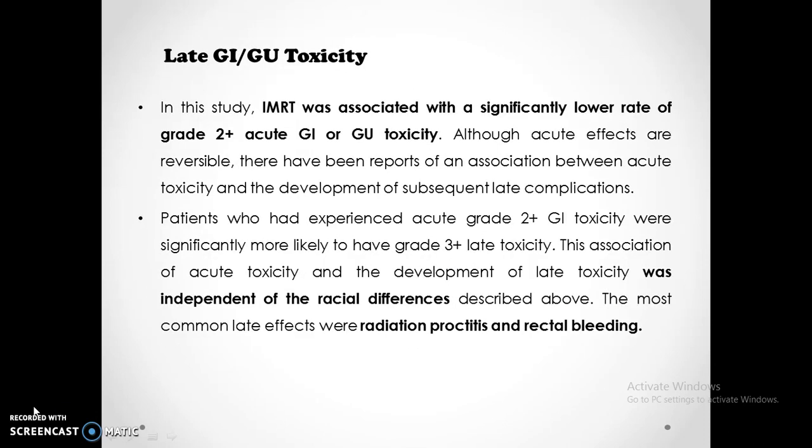For late GI or GU toxicity, IMRT was associated with a significantly lower rate of grade 2 plus late GI or GU toxicity. Although acute effects are very visible, there have been reports of an association between acute toxicity and the development of subsequent late complications. Patients who had experienced acute grade 2 plus GI toxicity were significantly more likely to have grade 3 plus late toxicity. The development of late toxicity was independent of the racial differences described. The most common late effects were radiation proctitis and rectal bleeding.